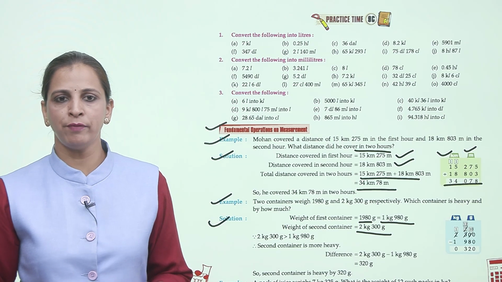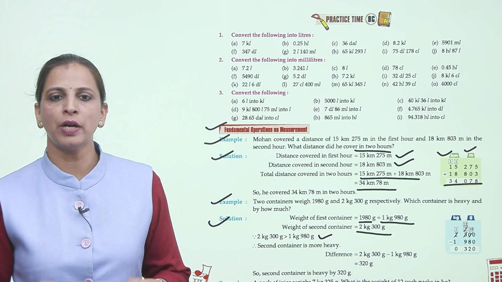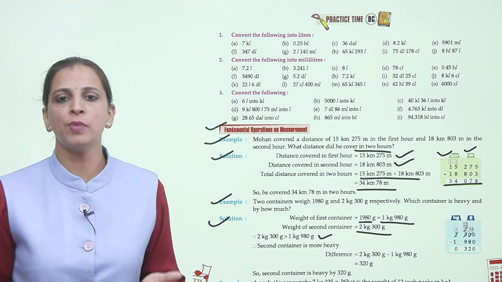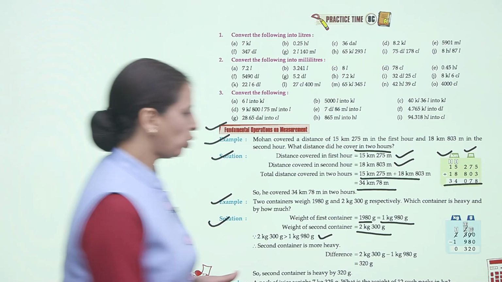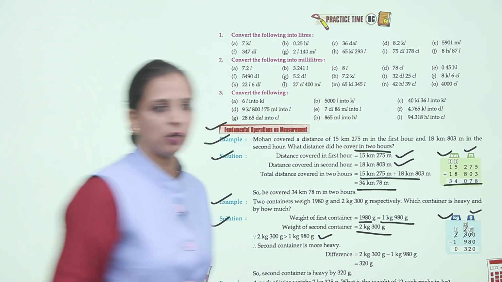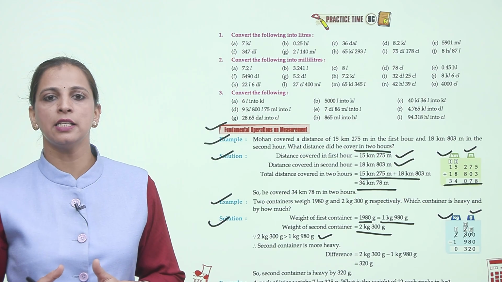तो 2 किलोग्राम हैवी हुआ. सो 2 किलोग्राम 300 ग्राम इज ग्रेटर देन 1 किलोग्राम 980 ग्राम्स. बाय हाउ मच? हाउ मच करने के लिए क्या करेंगे हम, हैवी वाले में से लाइट वाले को माइनस कर देंगे. तो अगेन किलोग्राम और ग्राम्स में कन्वर्ट किया और उनको माइनस करेंगे. सो सेकेंड कंटेनर इज मोर हैवी.